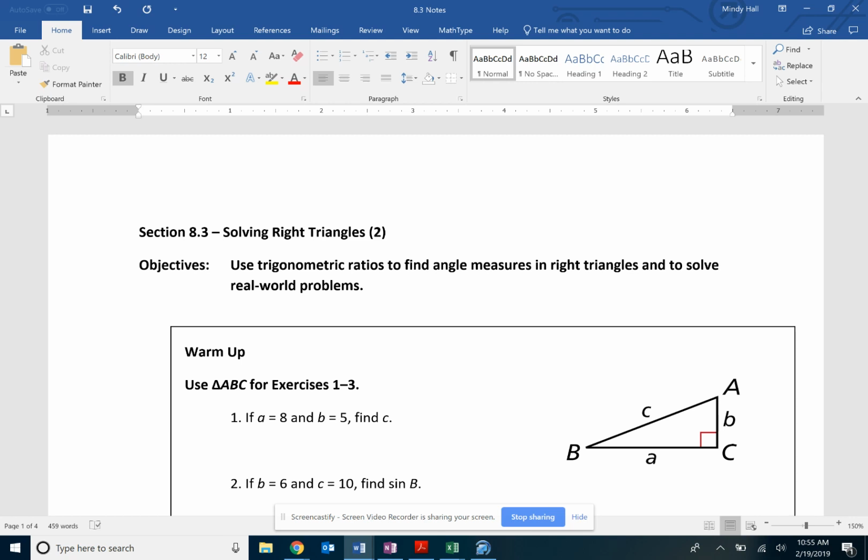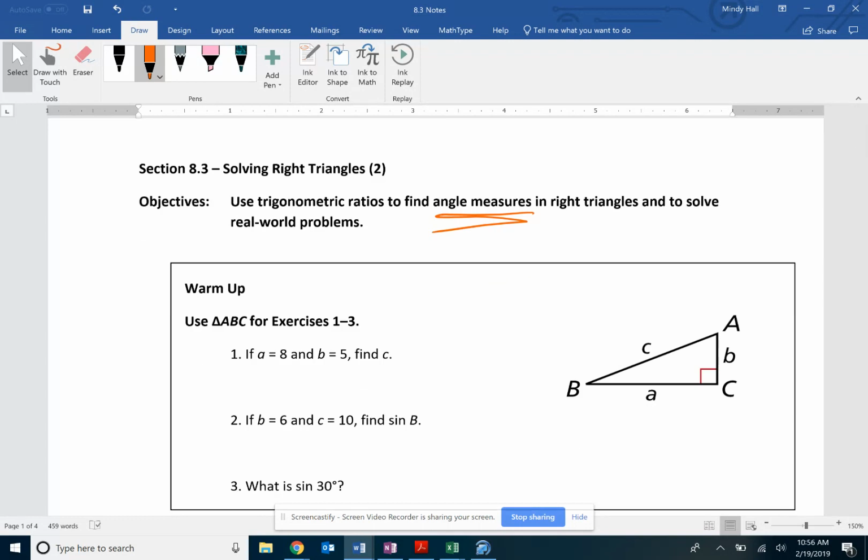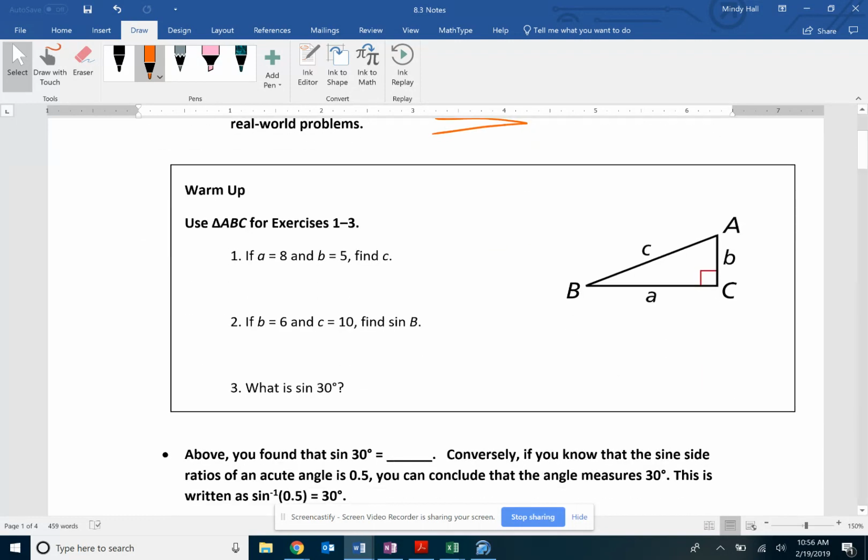All right, in today's video, we are going to be solving right triangles, except now, instead of finding missing side lengths, we're actually going to be using trig to find angle measures in right triangles instead. So, the first part, just warm up.